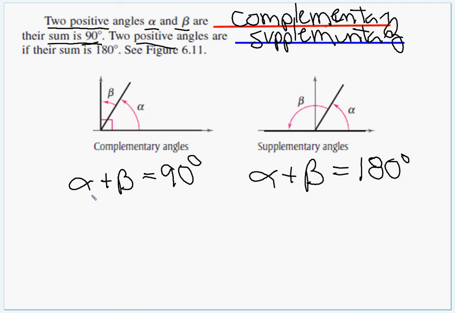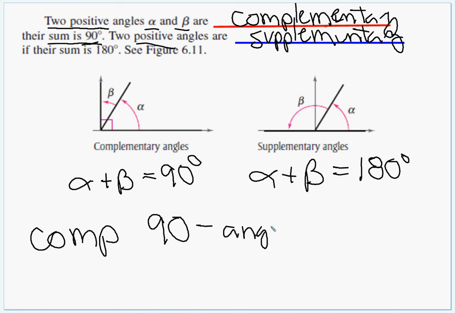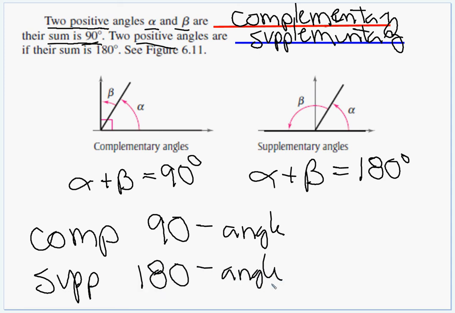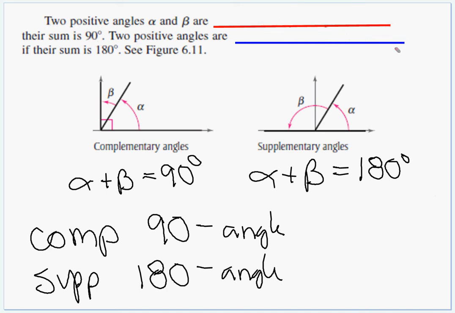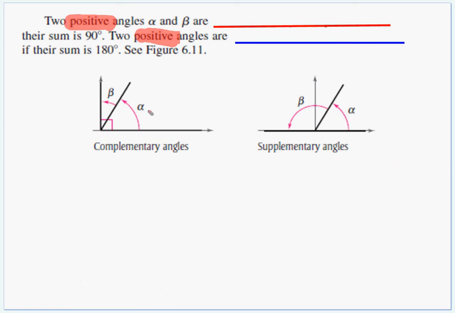So if they give you an angle, or let's do it this way, if you want to find a complement, take 90 minus the given angle. 90 minus the angle they gave you. If you want to find a supplement, it's 180 minus the angle that was given. And let me stress here in the definition, it is two positive angles. Complements and supplements are never with a negative. You can't have a negative for a complement or a supplement by definition, because complements and supplements are positive angles, or it's two positive angles that add up to those.